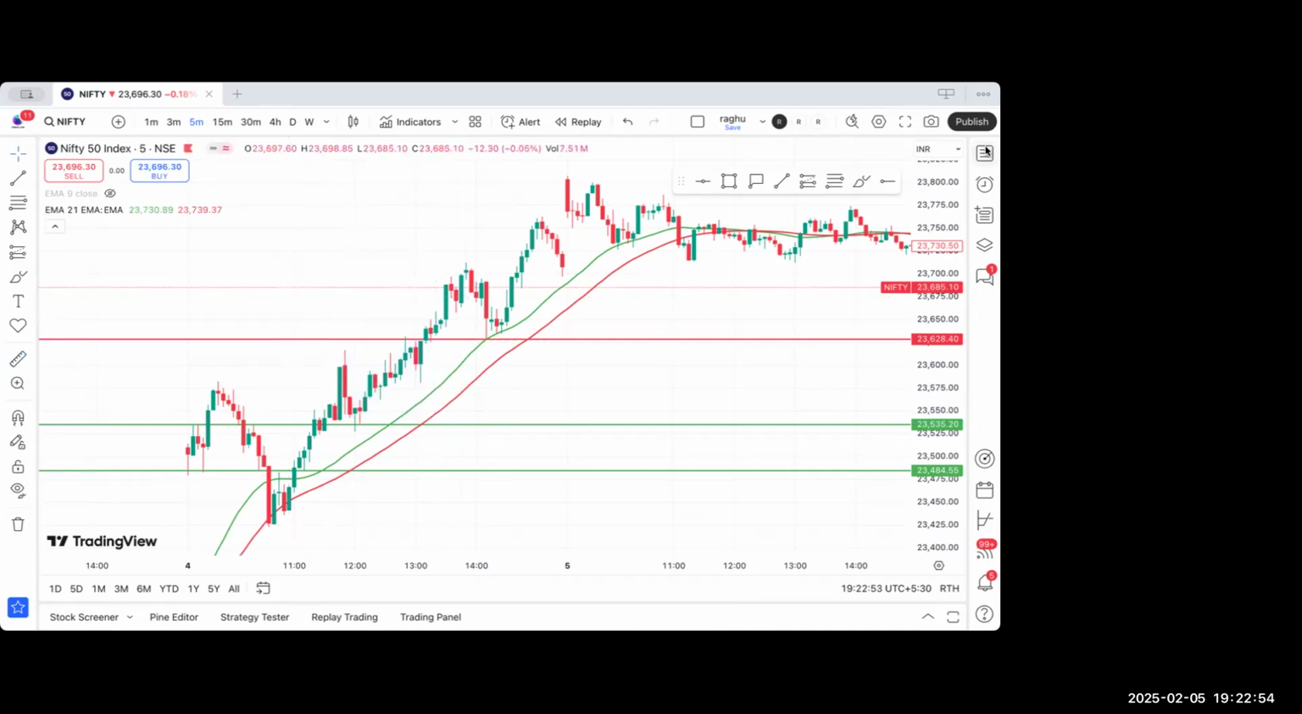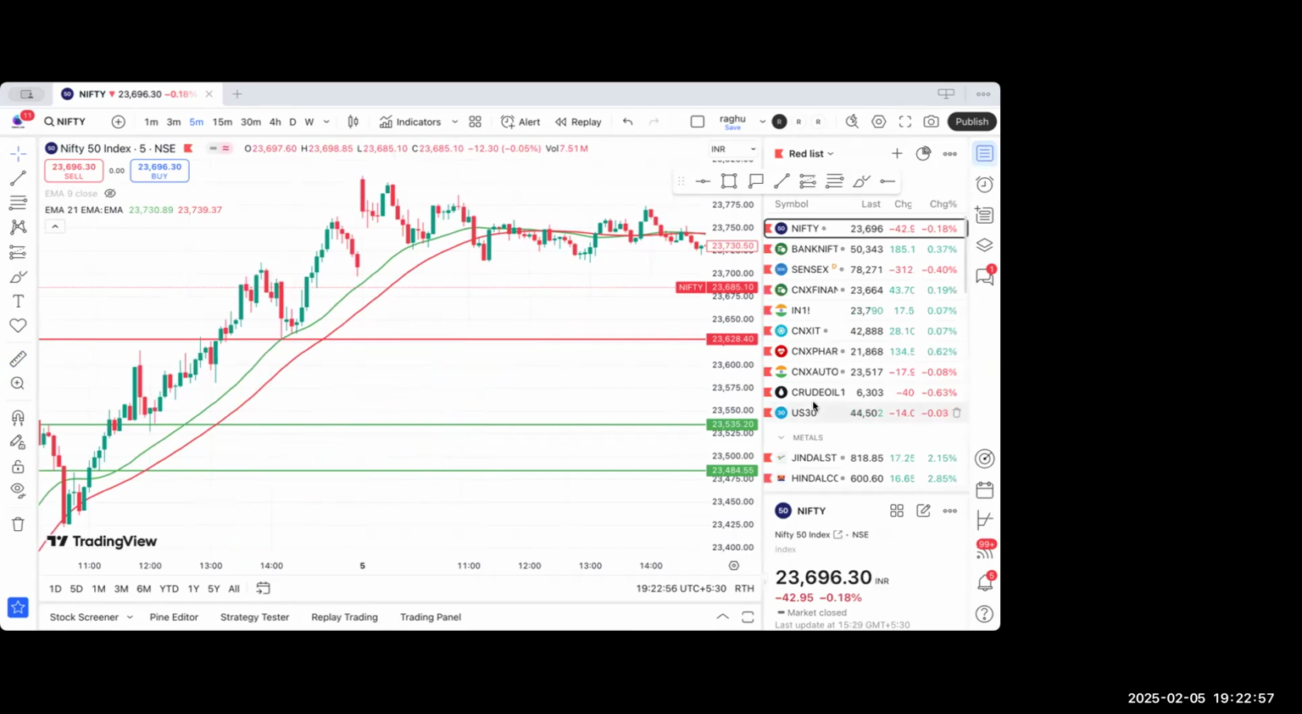Now let's see a stock in the same formation. Which stock do you want to see, guys? You tell me, I'll show you.